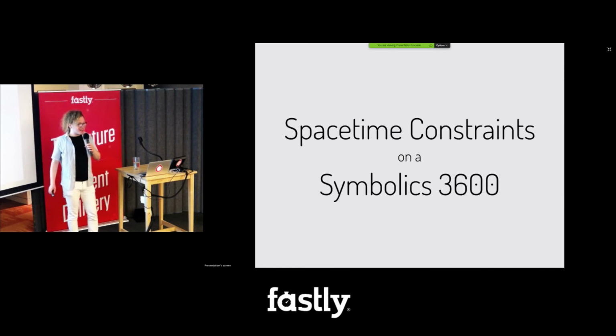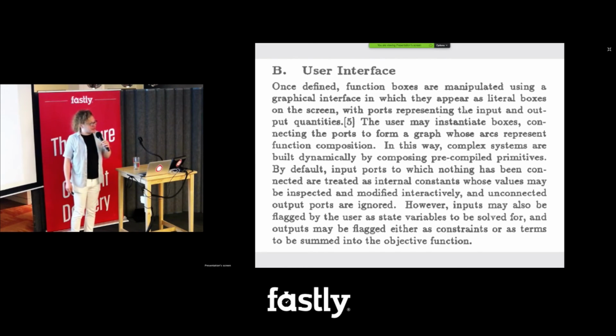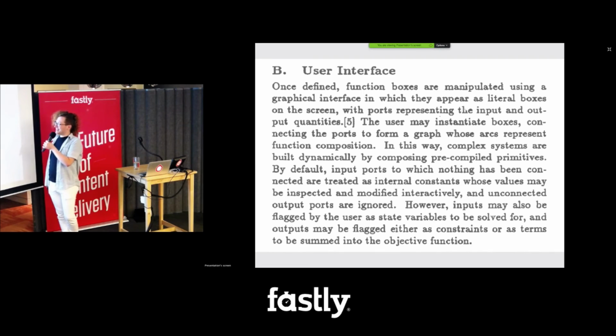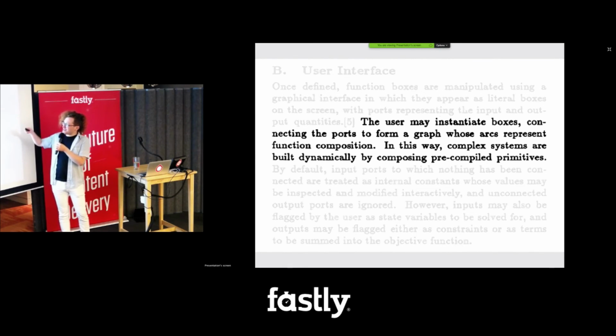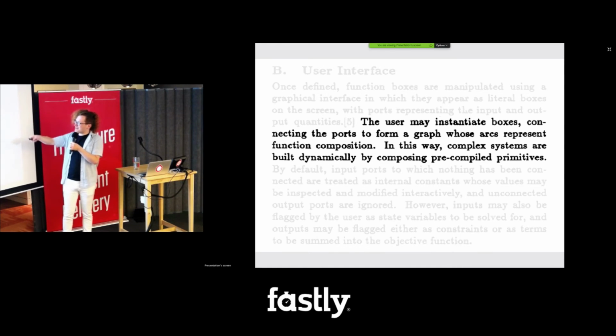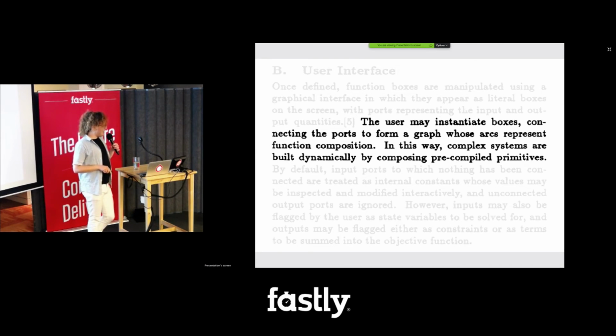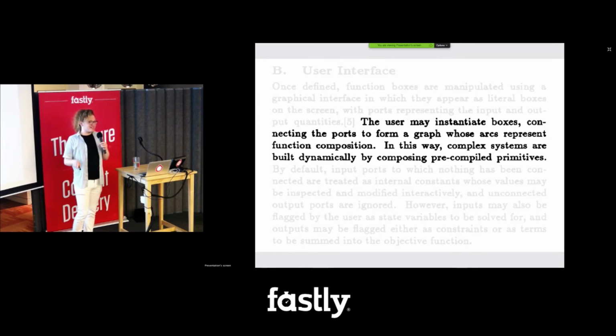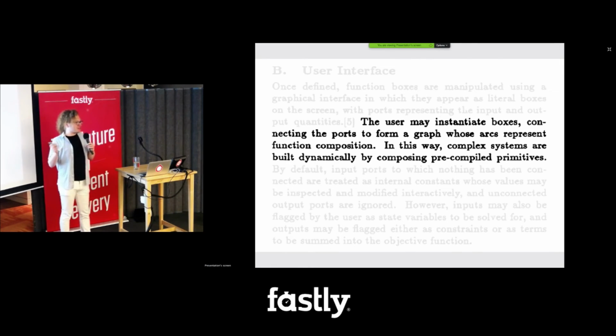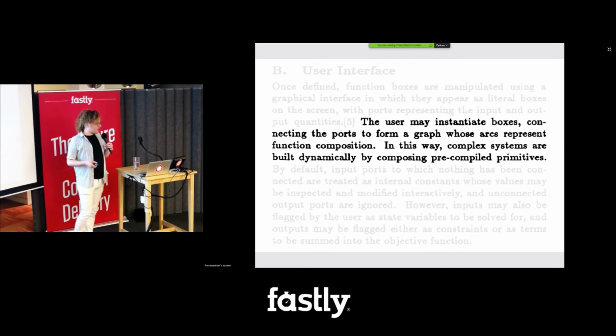This is the machine that they implemented spacetime constraints on. And they had a graphical user interface. So they had this idea the user could set up these boxes and connect the ports of them to form a graph where the arcs represent function composition, right? The reason they did this is they wanted to make it easier to construct these complex systems for people who maybe weren't so good with all those derivatives in math, right? You could build this system up dynamically by composing these pre-compiled primitives.